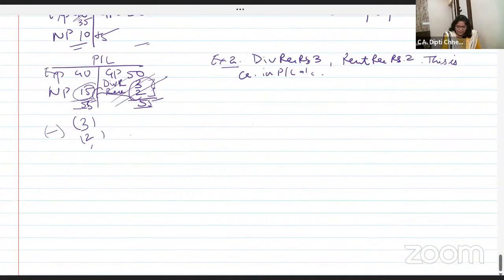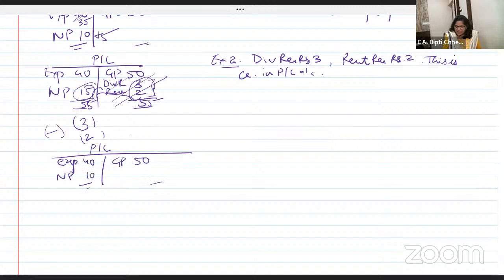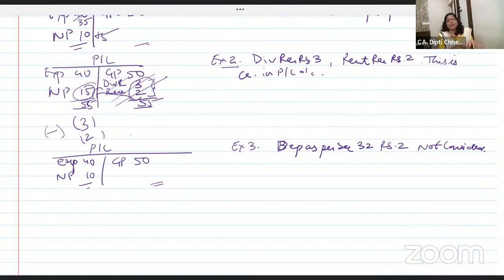Third example you write down. P&L account debit, GP is 50, expenses are 40, net profit is 10. In this, certain example 3, depreciation as per section 32 is rupees 2, not considered. You know, certain expenses are allowed in business head, like scientific research, 35 AD, capital expenditure.